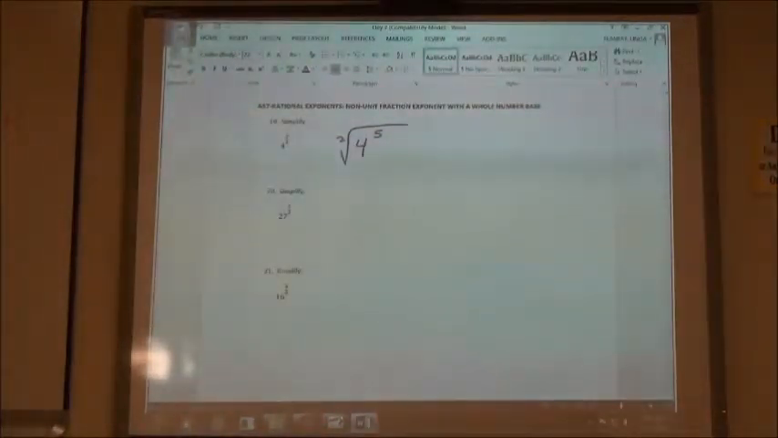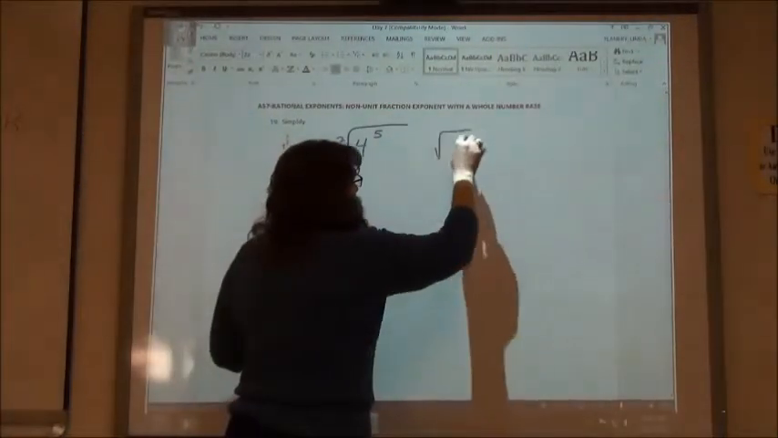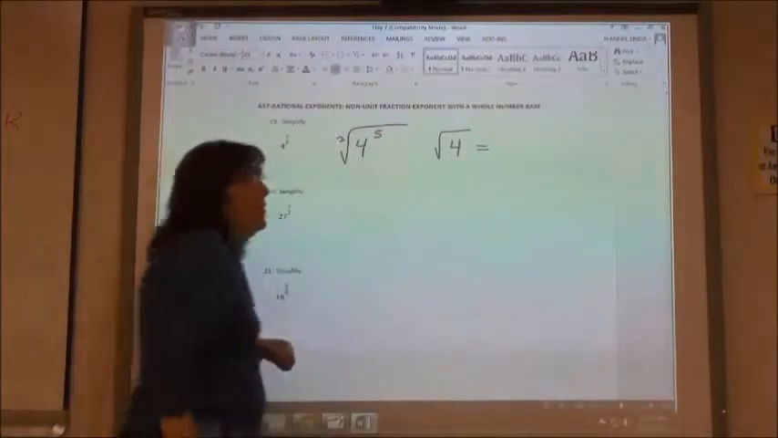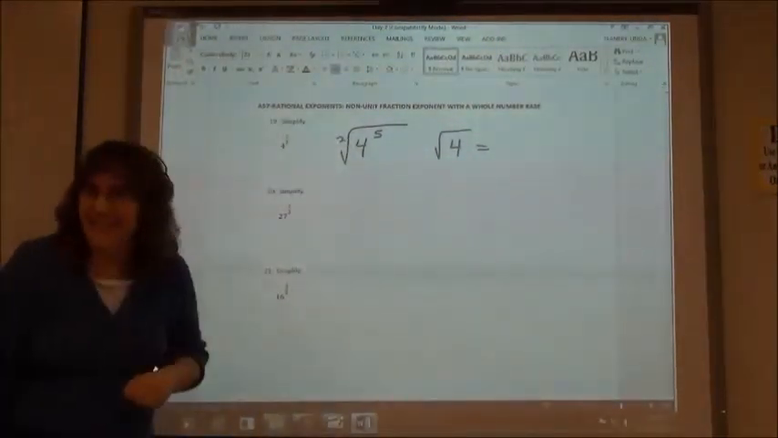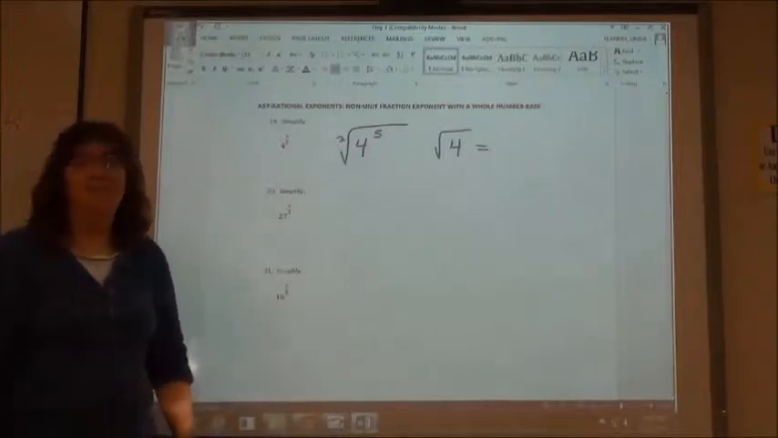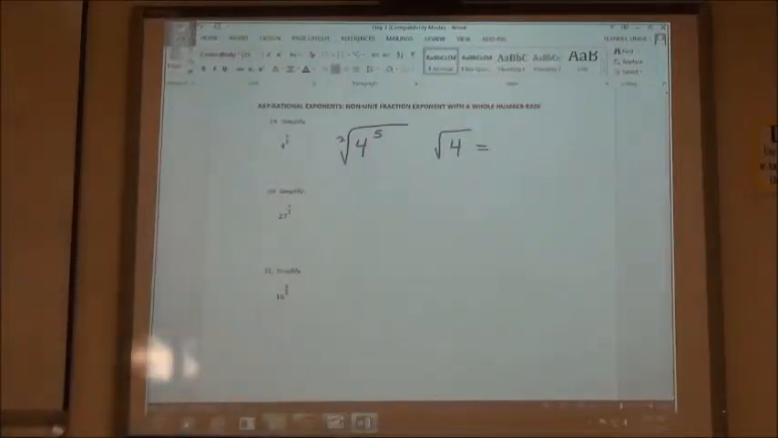Now when you simplify it, you could do the 4 to the 5th first, but then your number gets really big. So it's easier if you do the radical first. What is the square root of 4? The square root of 4 is... 2, right? 2 times 2 is 4.